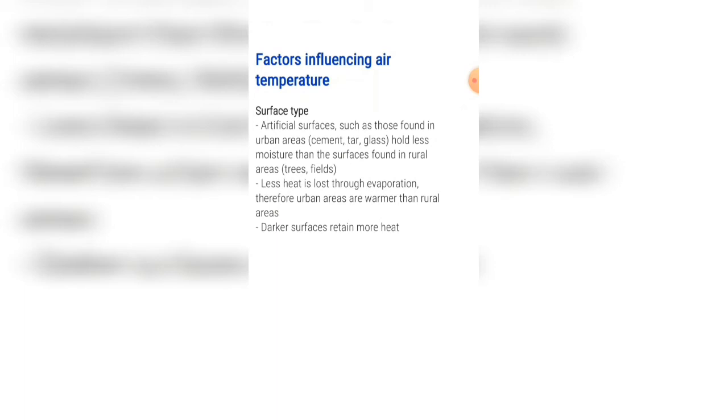Darker surfaces, often found in urban areas, such as tar and dark roofs, also retain more heat. This leads to more heat in the urban areas. All these factors lead to a situation called the urban heat island. There will be a video later on explaining exactly what the urban heat island is.